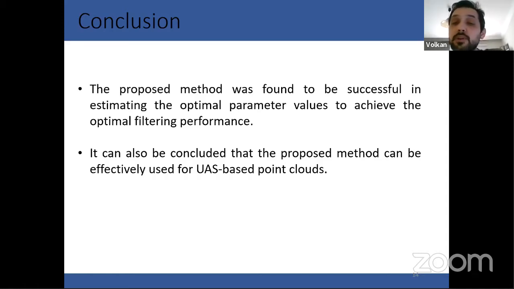As I mentioned before, unsuitable parameter values result in greater filtering errors. So this study aimed to automate a morphology-based filtering algorithm, SMRF, through the use of a meta-heuristic algorithm, the whale optimization algorithm, to avoid any errors caused by user intervention. It can also be concluded that the proposed method can be effectively used for UAS-based point clouds.